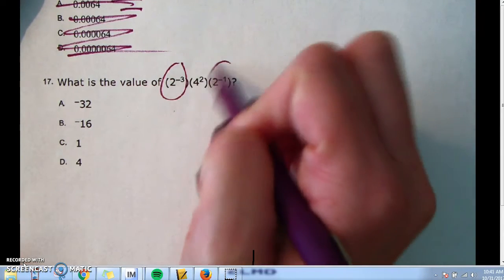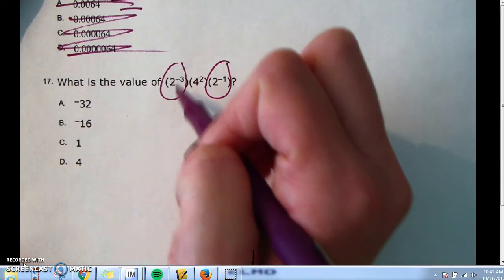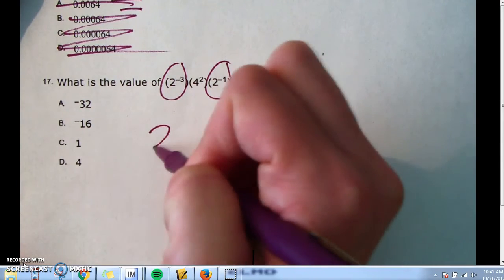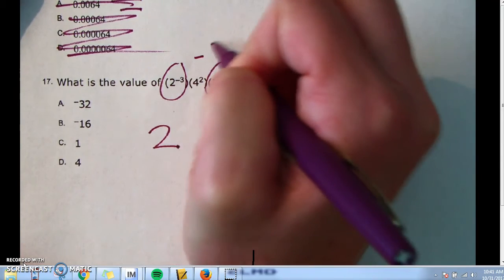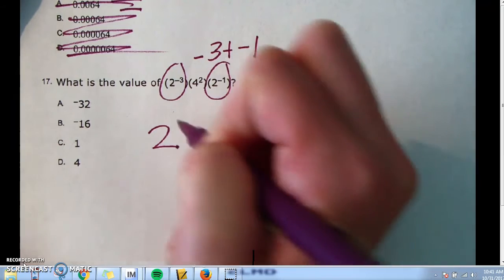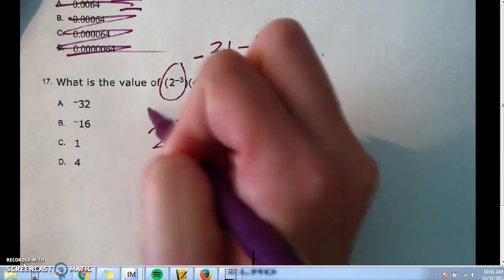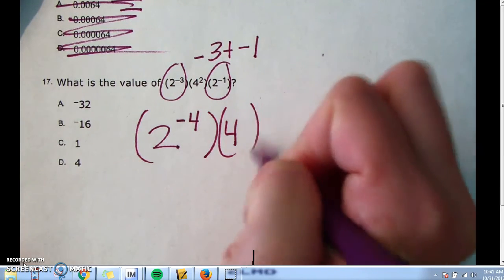17, value. I can only combine exponents that have the same base. So the base is going to be 2. I'm going to add the exponents. Negative 3 plus negative 1 is negative 4. And then I have 4 to the second power.